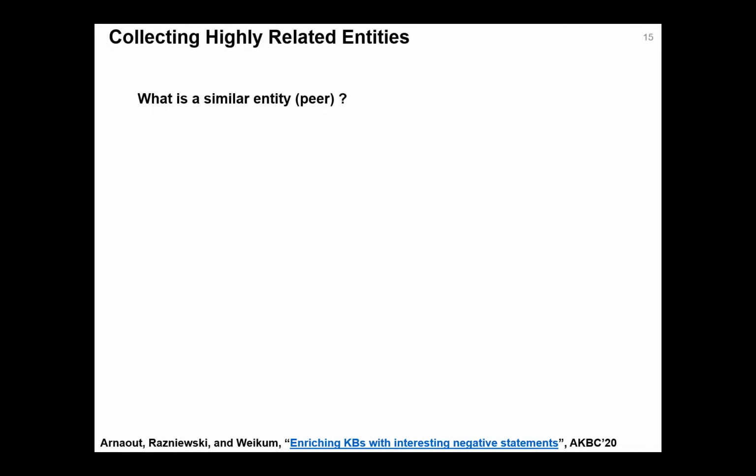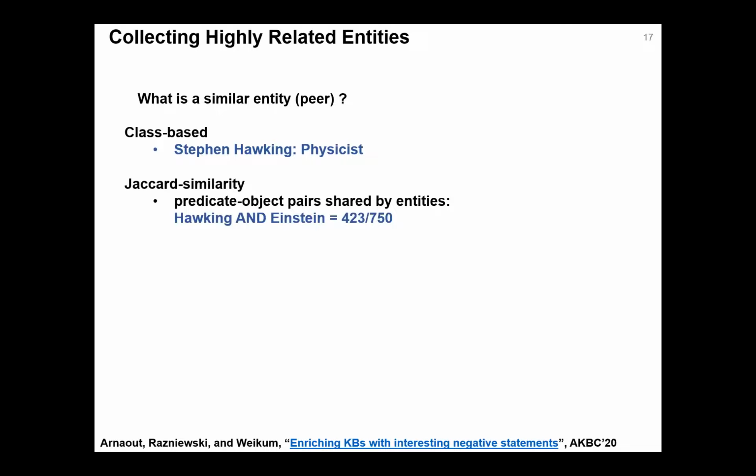Now, the first step would be to identify similar entities or peers. And these can be defined in several ways. One way is to do it using classes. So saying your input is Stephen Hawking, then other peers could be people who share the same profession, so other physicists. Or you could go for a little more general way of defining peers, and that's Jaccard similarity. So basically predicate-object pairs shared by entities.